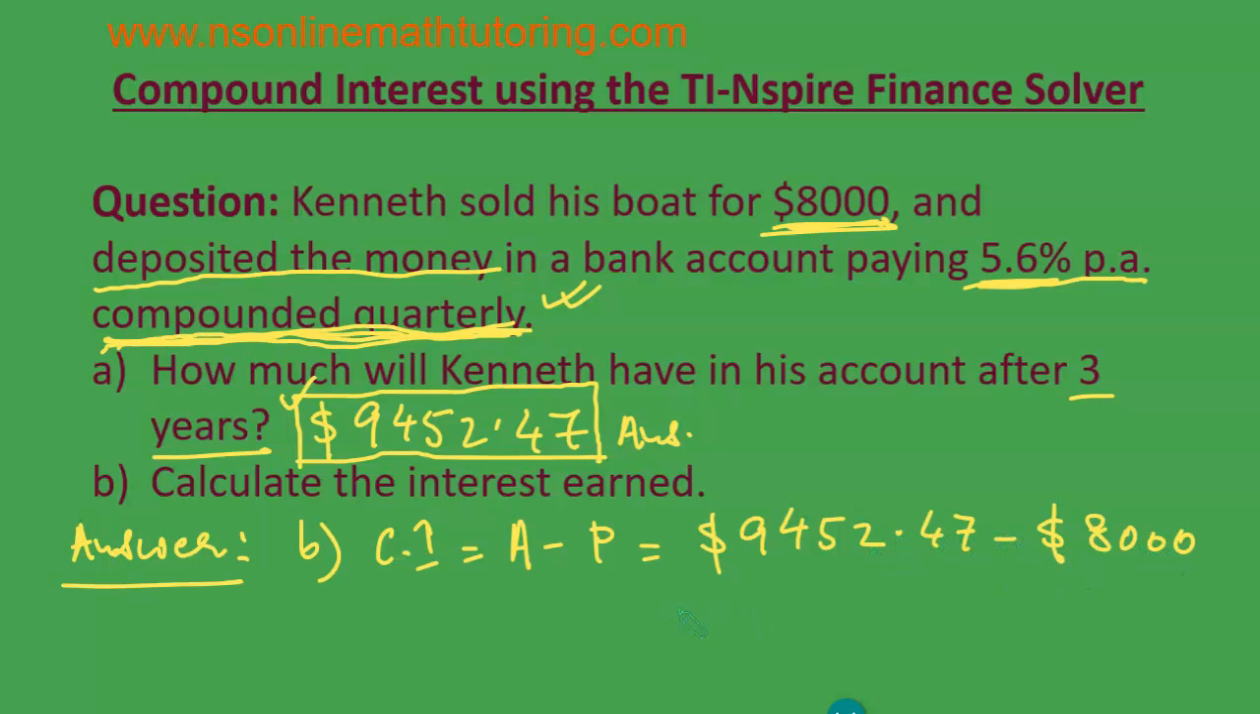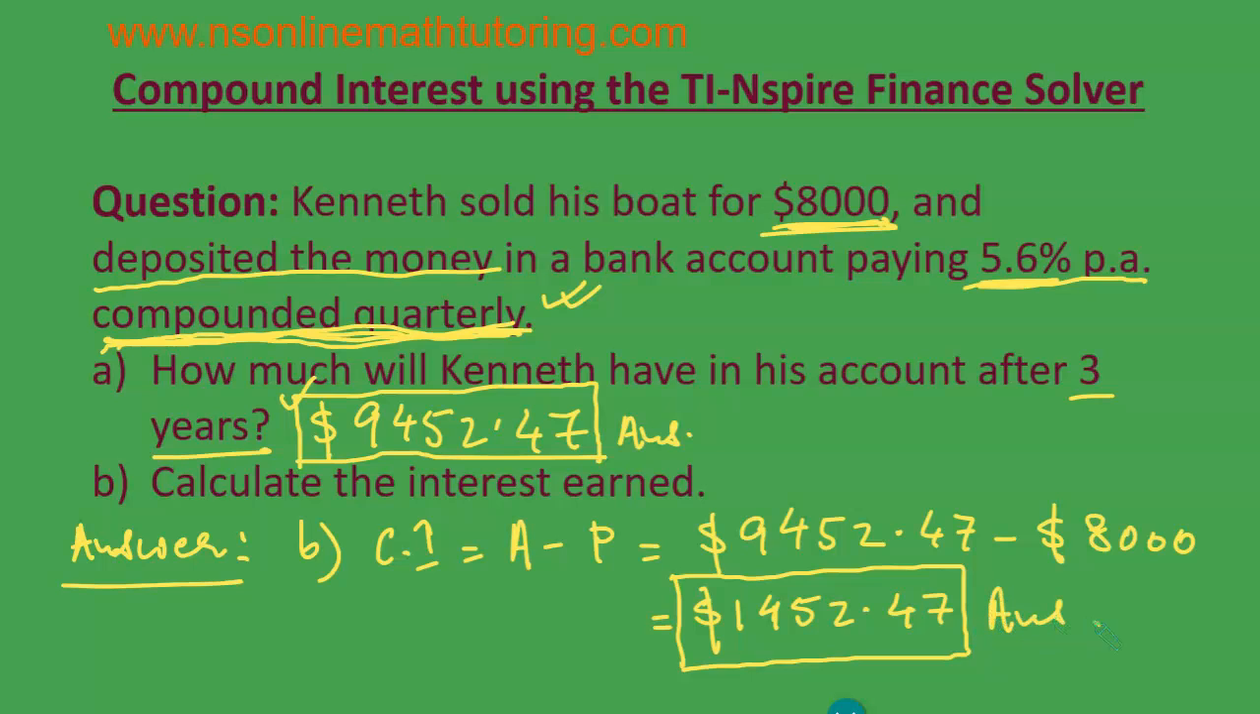$9,452.47 minus $8,000 is equal to how much? Obviously it is equal to 1,452.47. Okay, so this is the compound interest earned. So I'm just making a box over here. This is the answer for this part B. This is the compound interest earned. Okay, so let us move on to our next question.